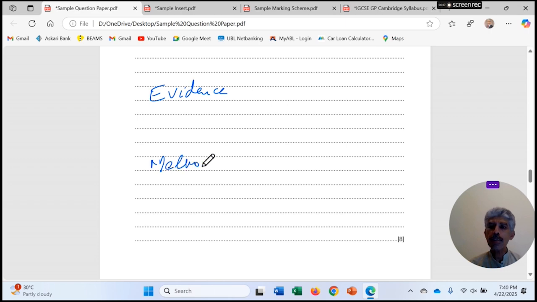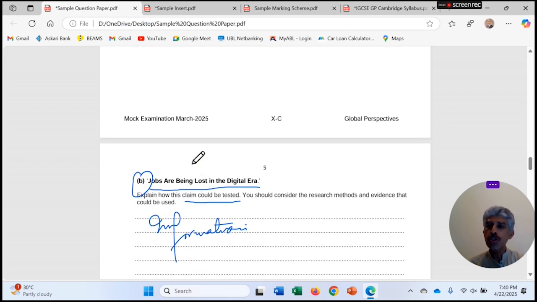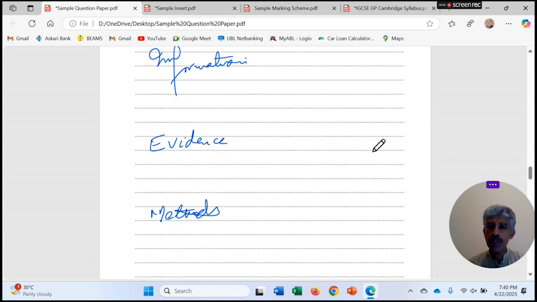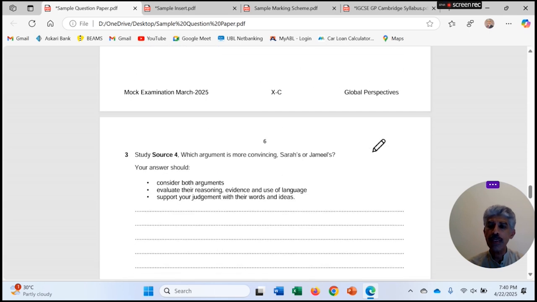So this is question number 2b, and most of the time we call it the test the claim question. So question number 2b is known as the test the claim question. Right, so we'll discuss it afterwards. I'm just going to tell you the whole paper pattern first.